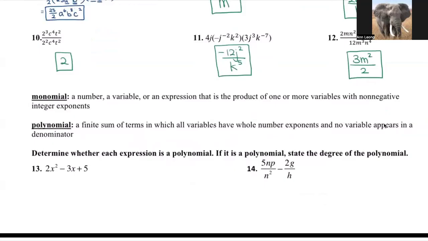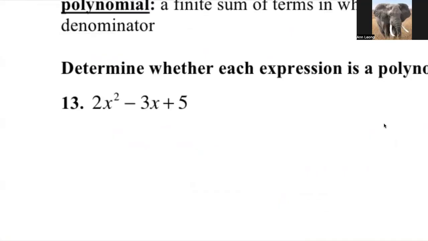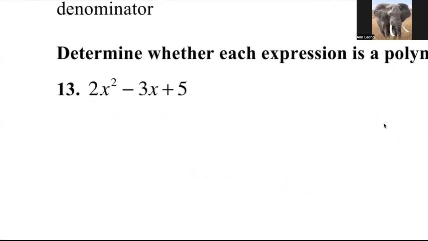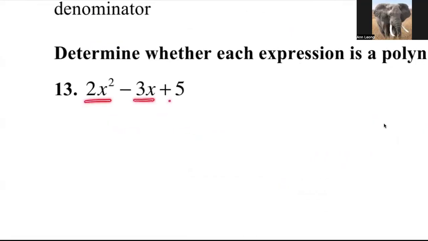So let's go ahead and use those rules to determine whether the expression is a polynomial. If so, state the degree of the polynomial. I'll explain what that is. So for number 2, I'll take a look at this, and I see that I do have multiple terms, but it is a finite sum of terms in which all variables have whole number exponents. So this is a polynomial. So yes, polynomial.